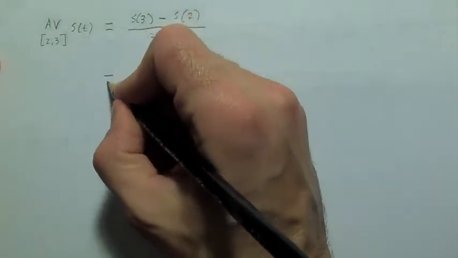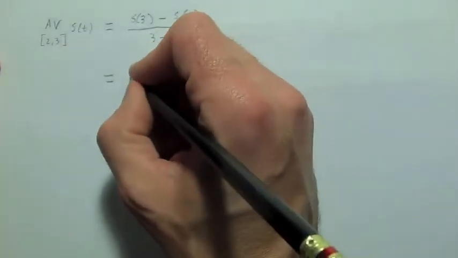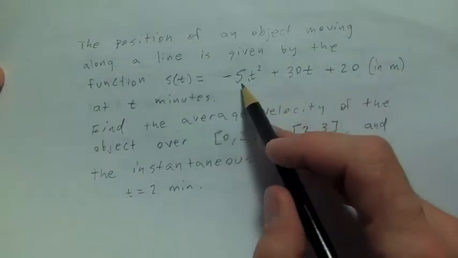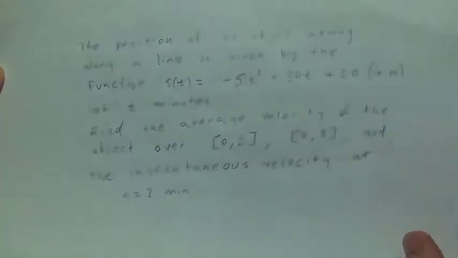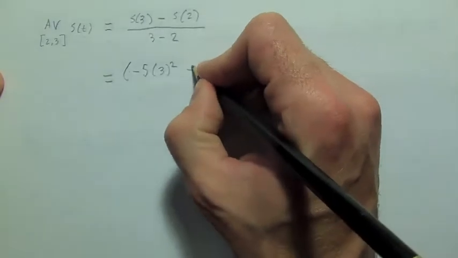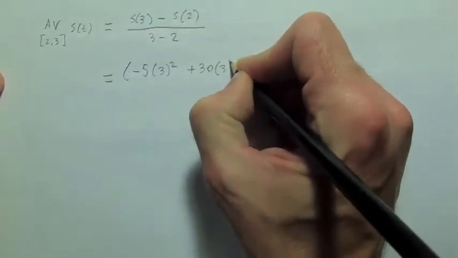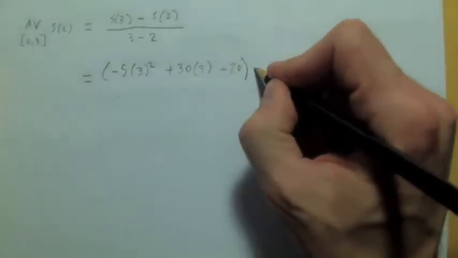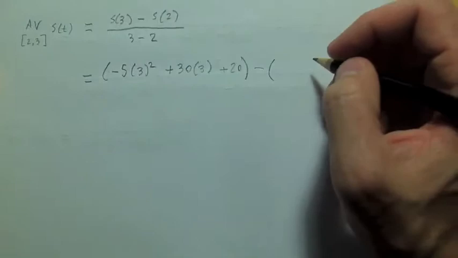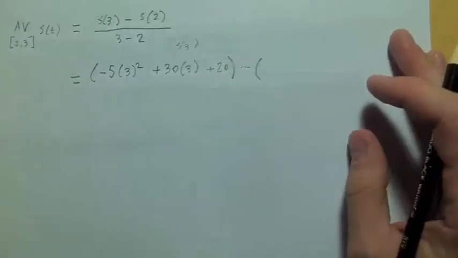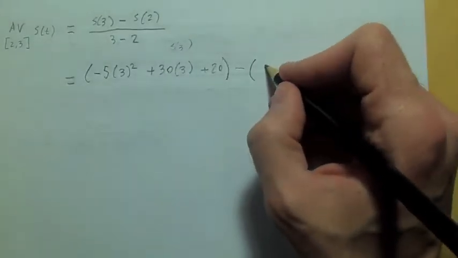So we're going to plug in 3 to our function, so it will be negative 5 times 3 squared. Remember what our function looks like here. It's negative 5t squared plus 30t plus 20. So negative 5 times 3 squared plus 30 times 3 plus 20, and minus all of plugging in 2. So this is s of 3, and then this is going to be s of 2.